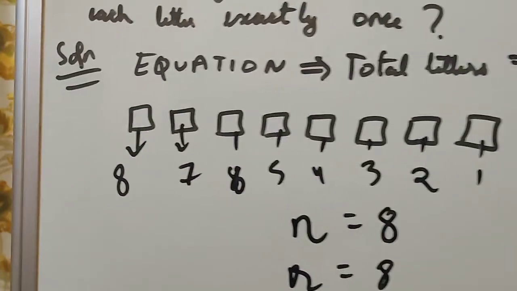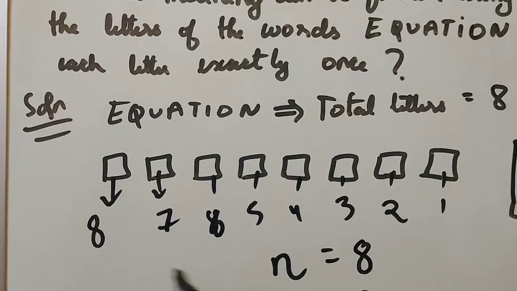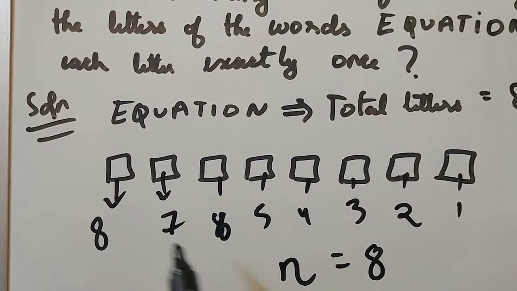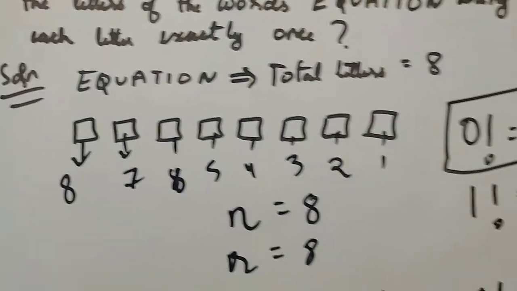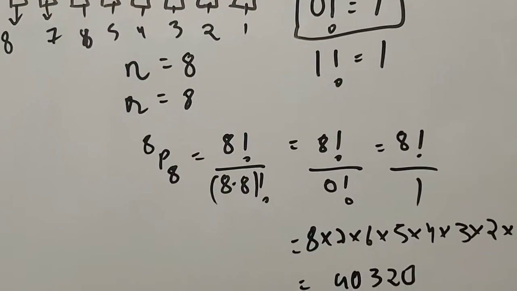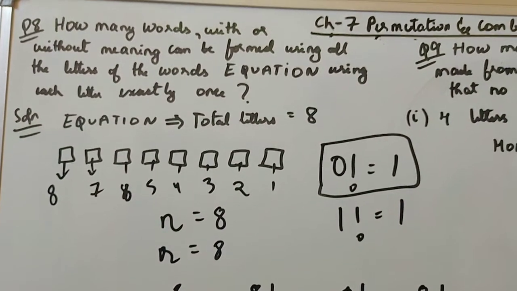Similarly, using the fundamental principle of counting, what you used to do is multiply all of these. From 8 to 1, it is the factorial of 8. You will get the same answer using this one also. So I hope question number 8 is clear.